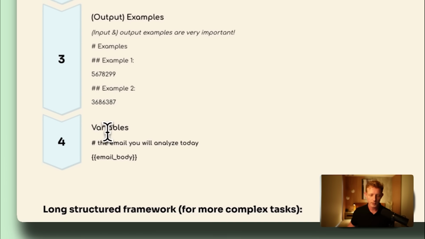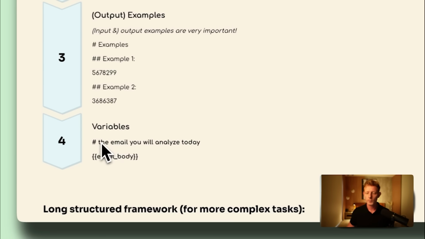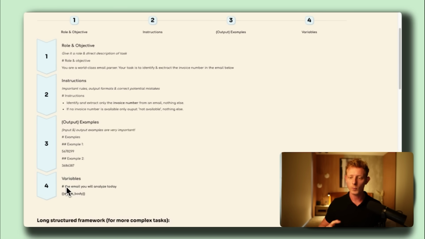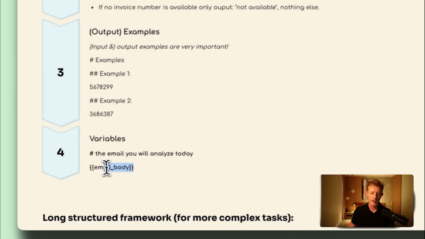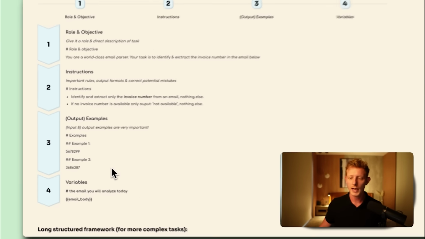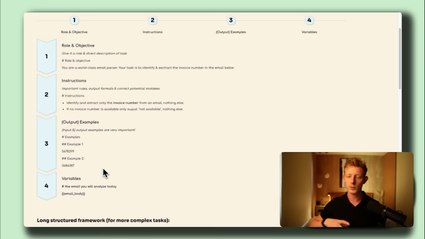And then the last part is the variable section, where we basically add in any variable that we might have, which in these automation systems, again, a lot of times we have, right? So this changes depending on the task. In this case, the email you will analyze today, and then we add in a variable, right? So that's the short prompting framework. And you can start most tasks with this short prompting framework, test it out, see if it works well.